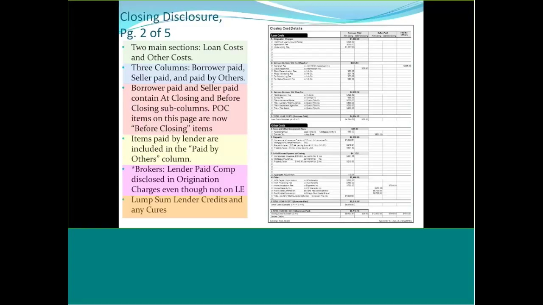Anything payable by the lender goes into paid by others. So if you have something payable by the lender, specific lender credit, that fee moves over into paid by others, and then there'll be a little indication in L, in parentheses, something along those lines that will indicate that that item is actually paid by the lender.